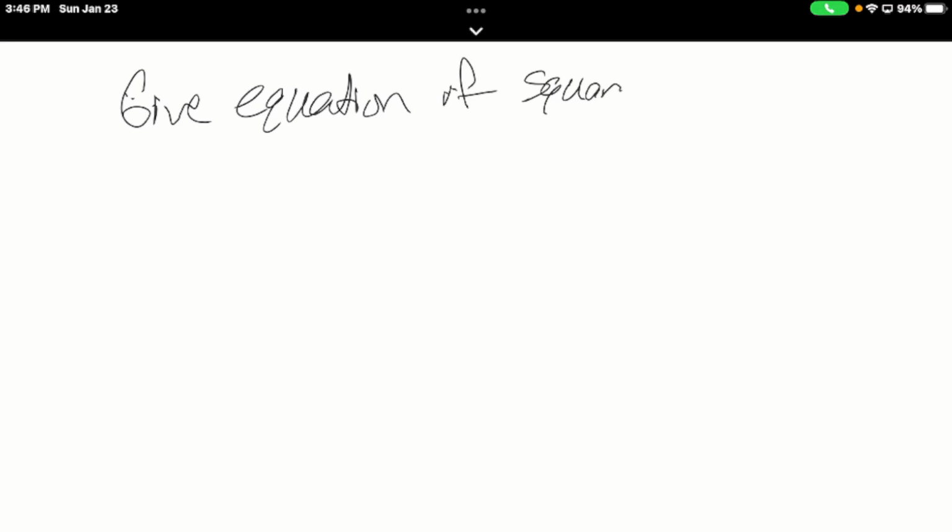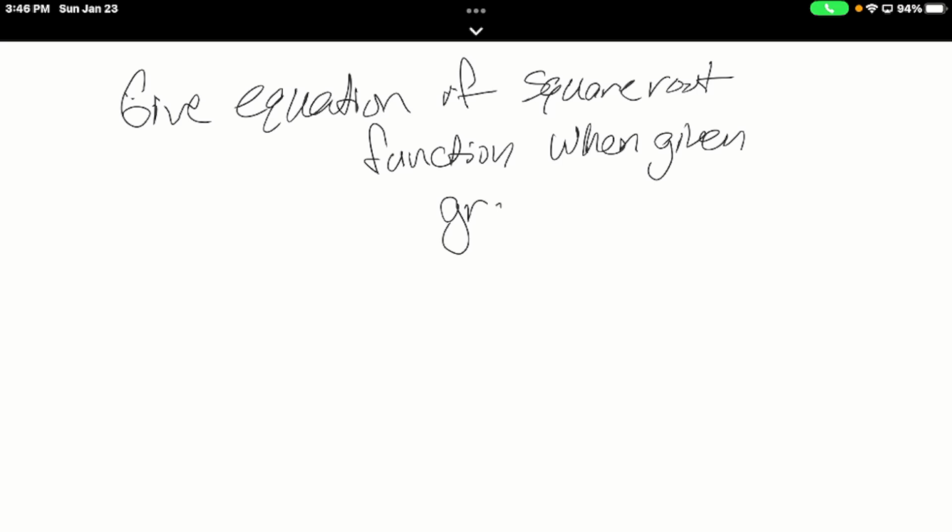So I might be asking you to give me the equation of a square root function when given the graph. Okay. So a question like this might come up, and the important thing to notice is piecing together what information is given to you.